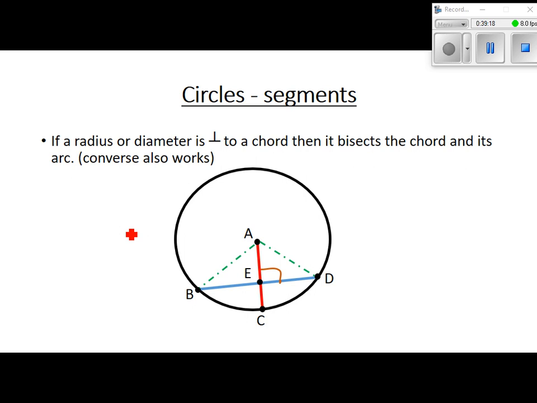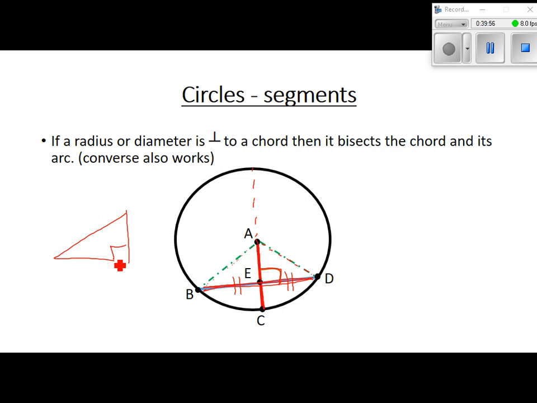Next, if a radius or diameter is perpendicular to a chord, so if you have this chord in a circle and you draw a radius or a diameter to it, and it forms a right angle, then it also bisects the chord. So that means these two parts always have to be congruent. And if that's the case, notice I have these dotted lines in here. The reason I have those in there is because now we can draw a right triangle on each side, and if we have a right triangle, we can use Pythagorean's theorem and different things.